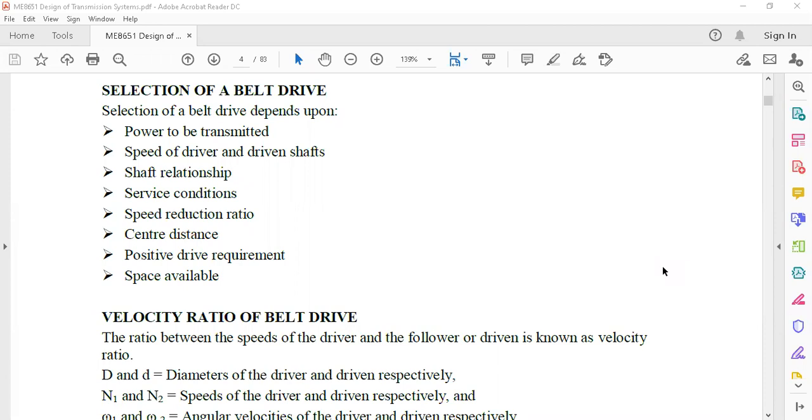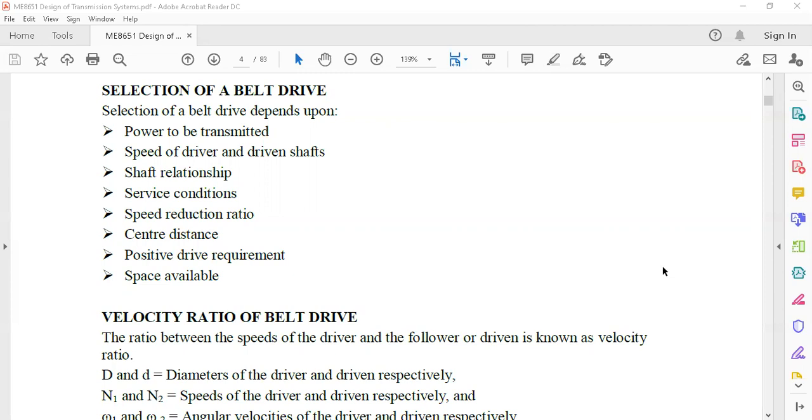Generally we know that there are different drives: flat belt drives, V belt drives, chain and rope. These are the various belt drive problems which were asked in previous GATE exams, and when compared with other subjects, these problems come as almost two or three problems.